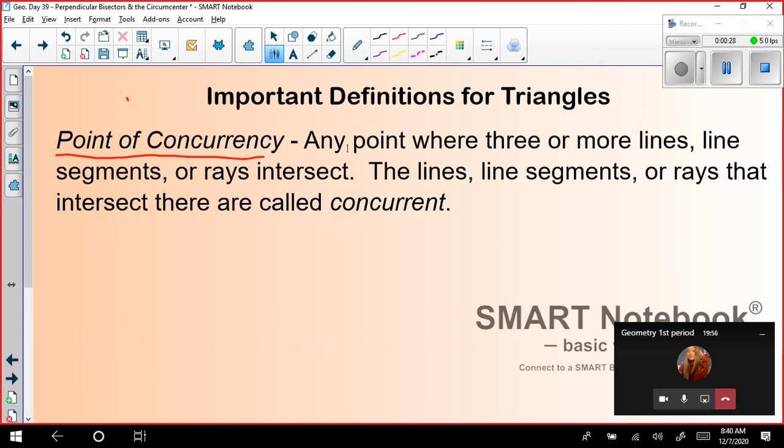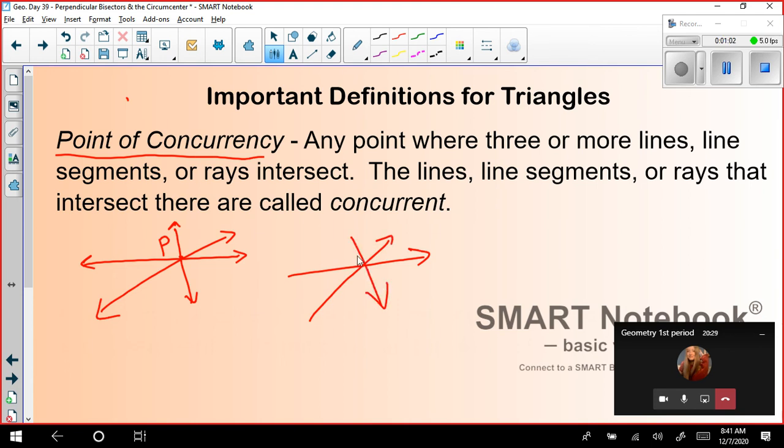Please keep in mind, point of concurrency is any point where three or more lines, line segments or rays meet. Okay, if I have three lines meeting at a point, then this particular point is called the point of concurrency. I have three lines meeting at this point P, then this point P is a point of concurrency. Either these can be lines or they can just be rays. Okay, even this is a point of concurrency, and they can also be line segments.